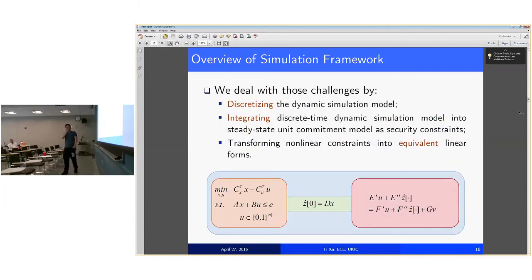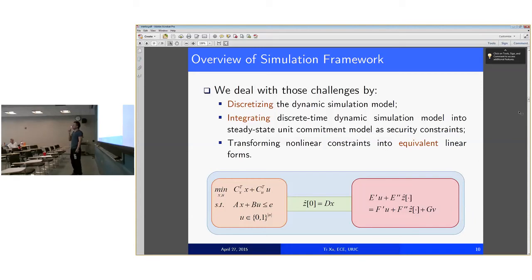So I deal with the challenge in 3 steps. The first step is very common to solve the dynamic simulation. We discretize the dynamic simulation model, and we integrate the discrete time dynamic simulation model into the steady-state unit commitment model as security constraints. Because the ISOs prefer to use linear constraints instead of nonlinear constraints, because it will save a lot of time to get a rough but appropriate solution. There is always an optimal, but it takes too much time to get optimal. So we want to get a near optimal solution. So they prefer linear form constraints.